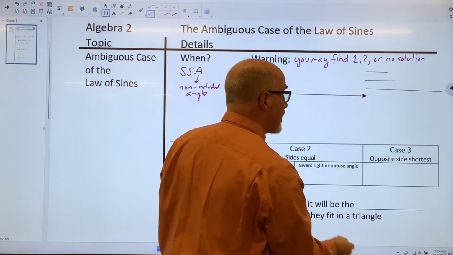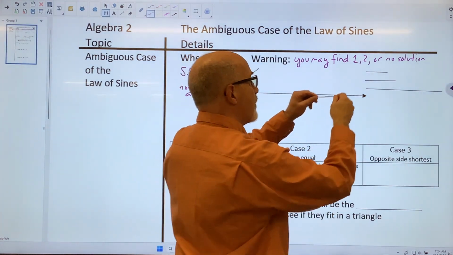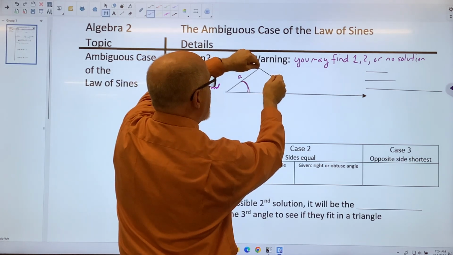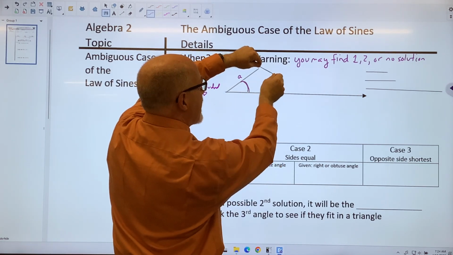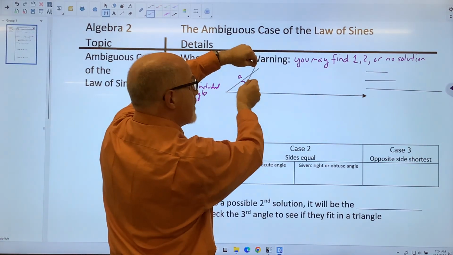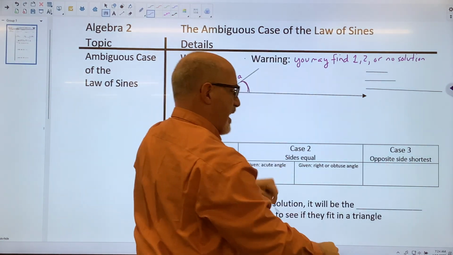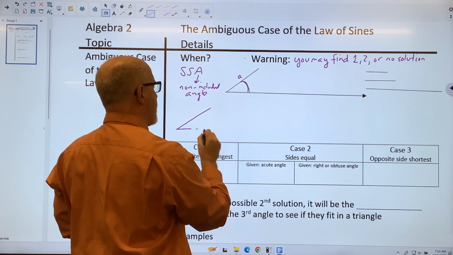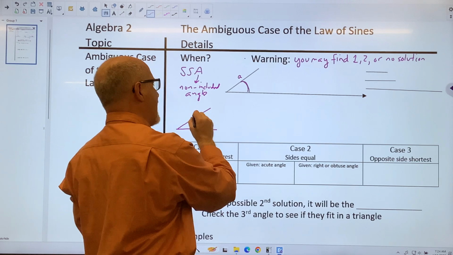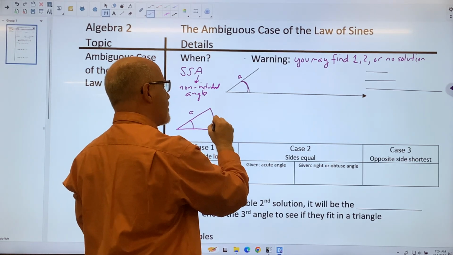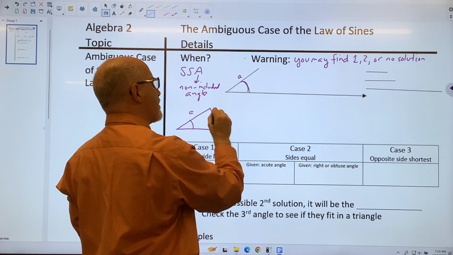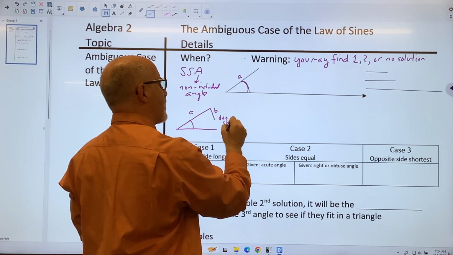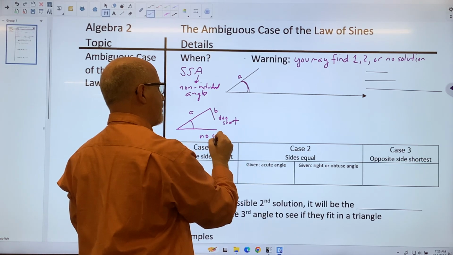So first of all, let's look if it's a really short side. If this side is given to you as being really short, if I connect it up here and ask, does it actually create another triangle? Notice that when it swings here, it can never hit that other side. So when we have an angle given to us, a side given to us, and another side opposite that angle, we'll call this little b, that is too short, there would be no solution.